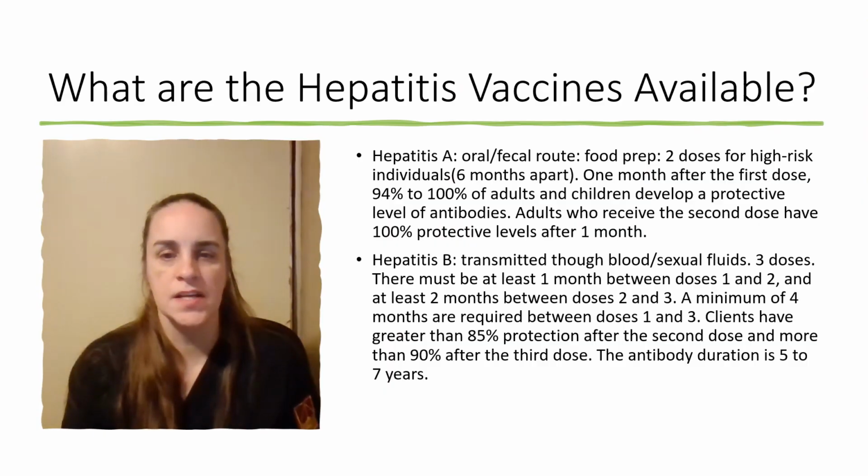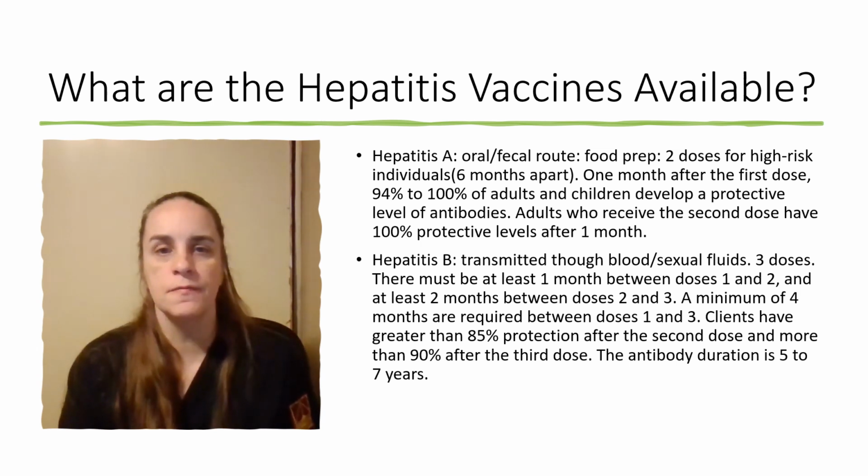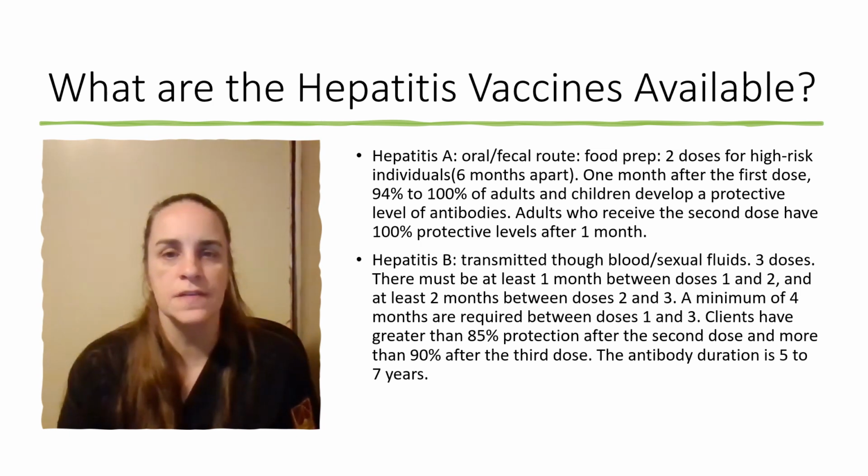The hepatitis vaccinations available are hepatitis A, which is spread by the oral fecal route and food prep. It is recommended as 2 doses for high risk individuals, 6 months apart, 1 month after the first dose. 94% to 100% of adults and children develop a protective level of antibodies. Adults who receive the second dose have 100% protective levels after 1 month.